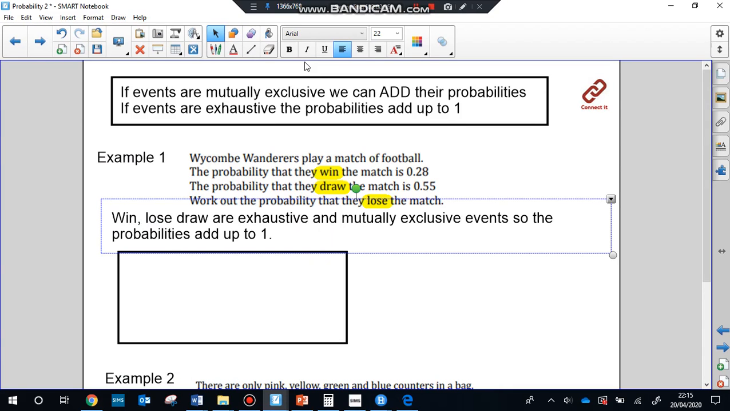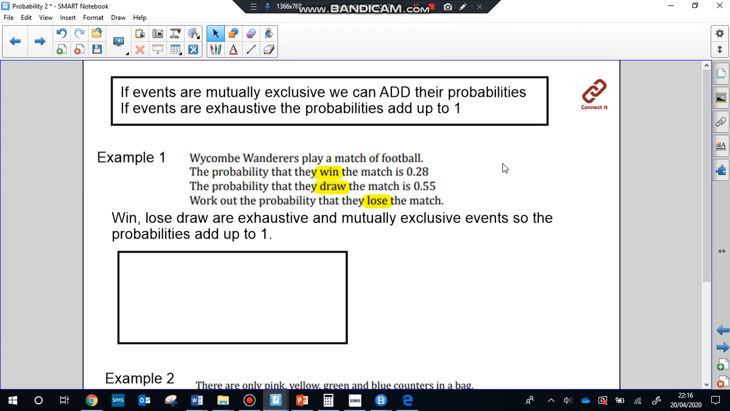Looking at example 1, we've got Wycombe Wanderers playing a match of football. The probability they win the match is 0.28. The probability they draw the match is 0.55. Work out the probability they lose the match. Well, I've got 3 things that I'm thinking about: win, draw and lose. So I need to think, are they mutually exclusive? Are they exhaustive? Win, lose and draw are exhaustive, nothing else can happen, and they are mutually exclusive. You can't win and draw at the same time, you can't draw and lose at the same time.